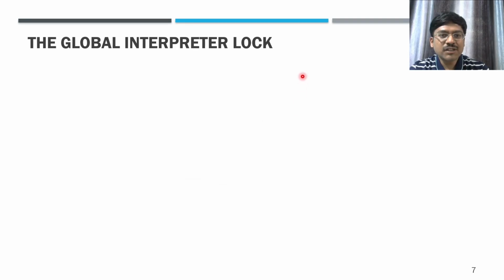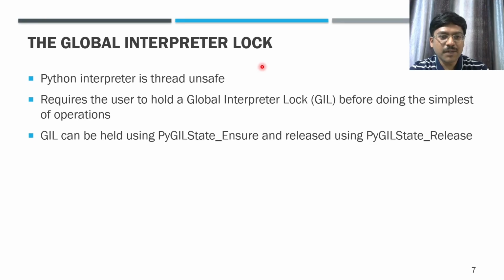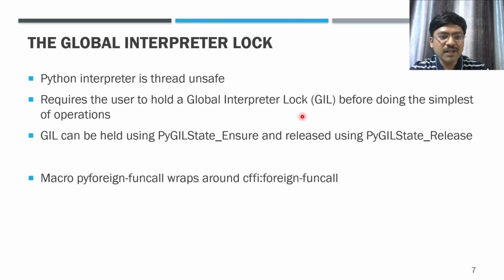The second important consideration while embedding Python is the global interpreter lock. Python interpreter is thread unsafe. Python requires the user to hold a global interpreter lock before doing even the simplest of operations. It can be held using PyGILState_Ensure and PyGILState_Release. Both of these are C functions. But in Lisp we have macros, so we need not worry.